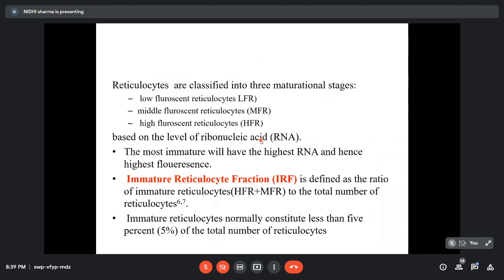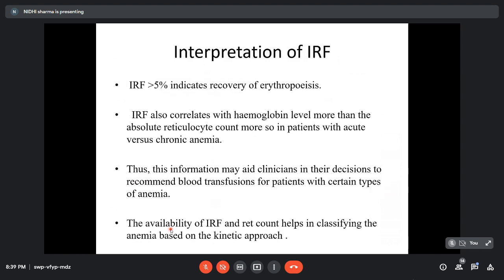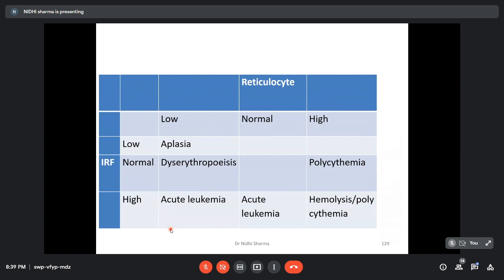As a rule, immature reticulocytes should constitute less than 5% of your total reticulocytes. If your IRF is more than 5%, that means your marrow is trying to produce more retics, and that is a recovery of erythropoiesis. We interpret IRF in combination with the reticulocyte count. IRF is a parameter just like IPF, wherein you look at the marrow from your peripheral blood indices and tell whether your marrow is keeping pace with the destruction of RBCs happening outside.